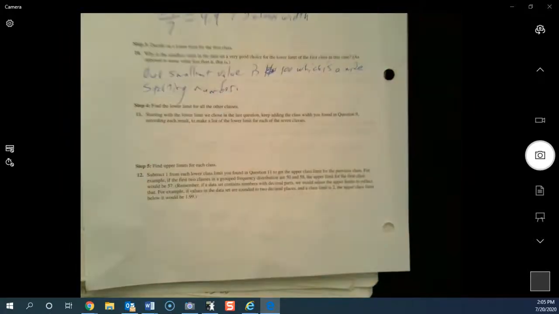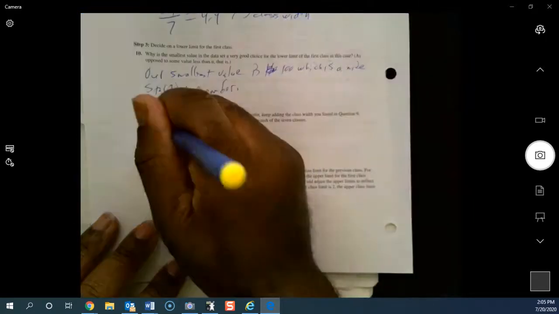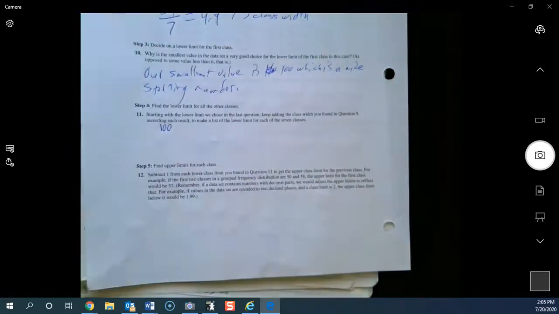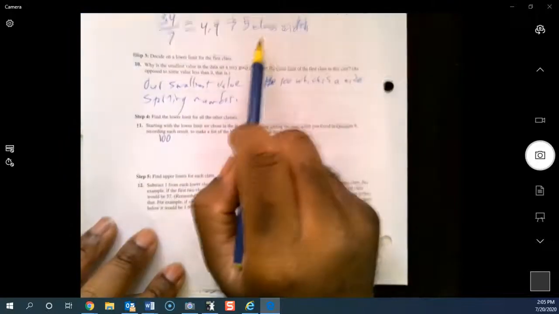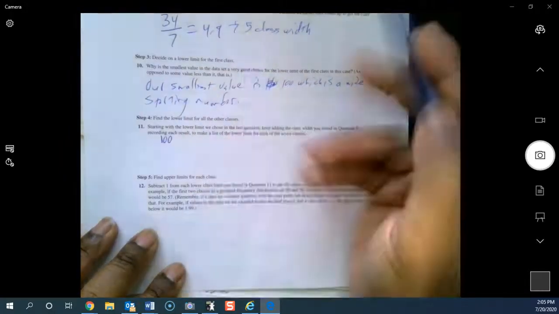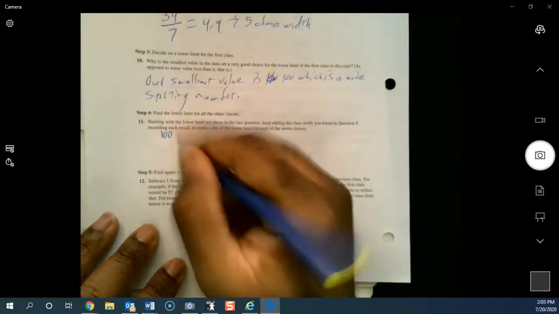Now it says, starting with the lower limit we chose in the last question, keep adding the class width you found in question 9, recording each result to make a list of the lower limit for each of the 7 classes. So first of all, we're going to do 7 classes. So we start off with 100. That is our lower limit. So our class width is 5, which we found in problem number 9. So we'll keep adding 5 until we get a total of 7 classes.